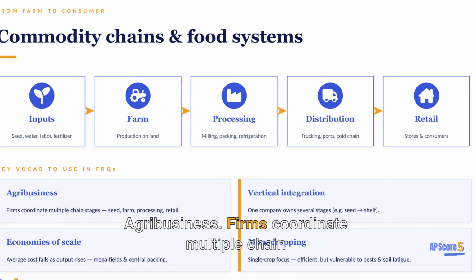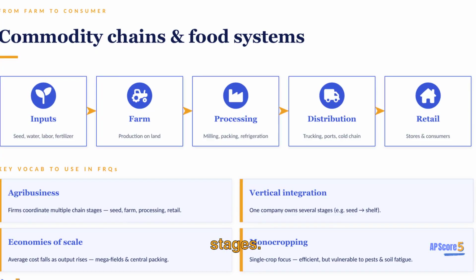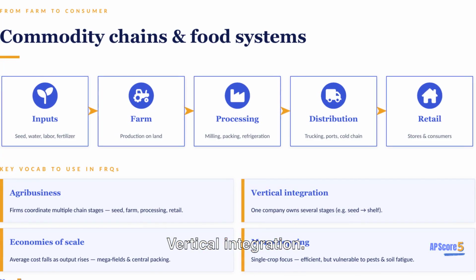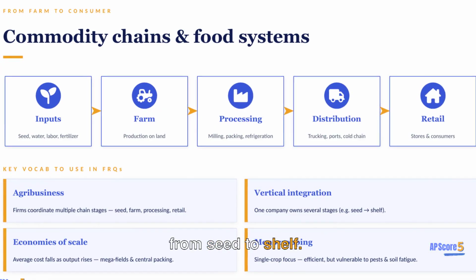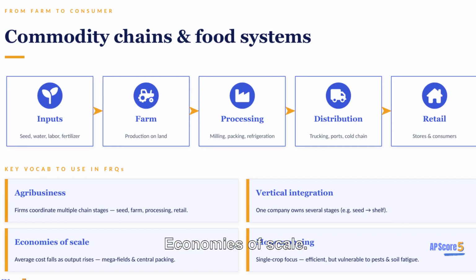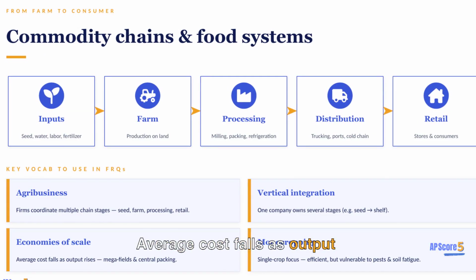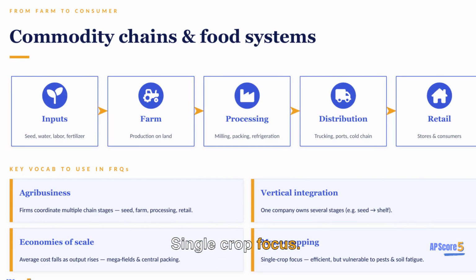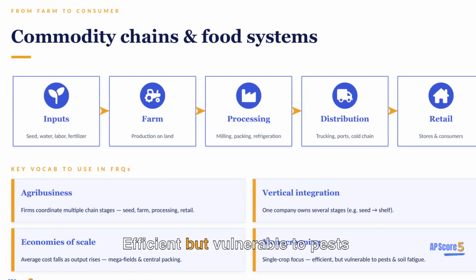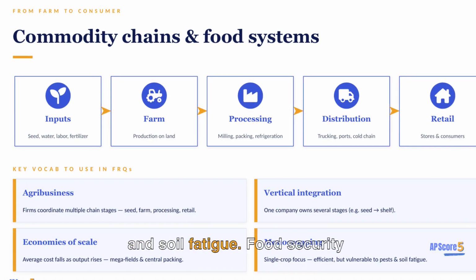Agribusiness. Firms coordinate multiple chain stages. Vertical integration. One company owns several stages from seed to shelf. Economies of scale. Average cost falls as output rises. Monocropping. Single crop focus. Efficient but vulnerable to pests and soil fatigue.